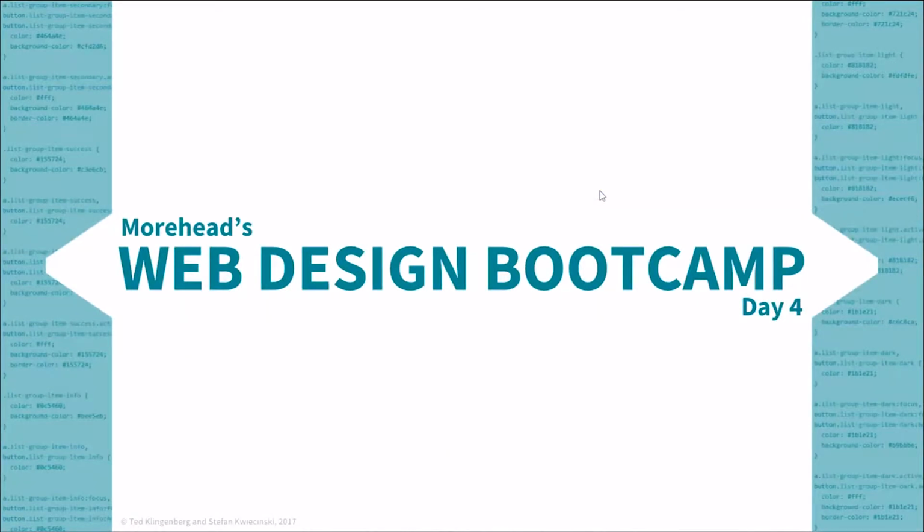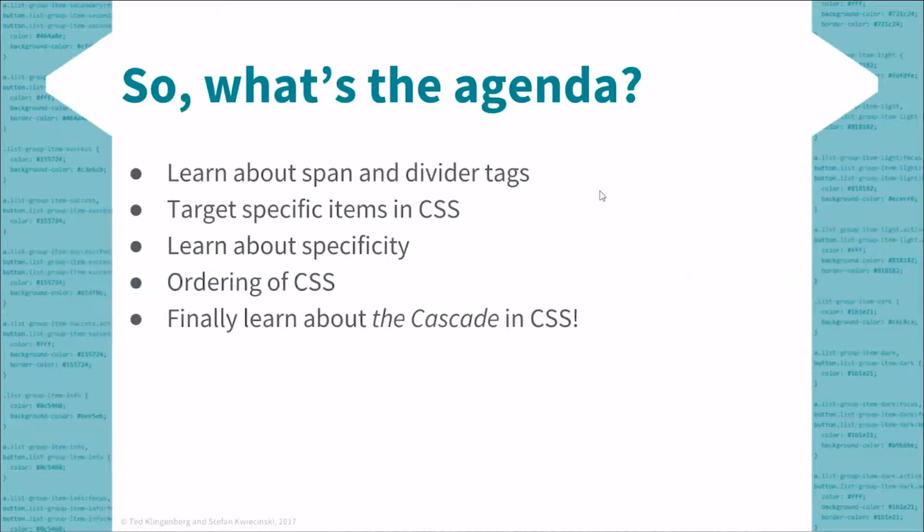These videos are going to be a little bit faster paced, but you can always pause the video and type along if you want. So we're going to be going over span and divider tags. We're going to be talking about how to target these tags using IDs and classes, and that can be used to target about any element in HTML. And we're going to learn about targeting specific elements using the Descendant Selector.